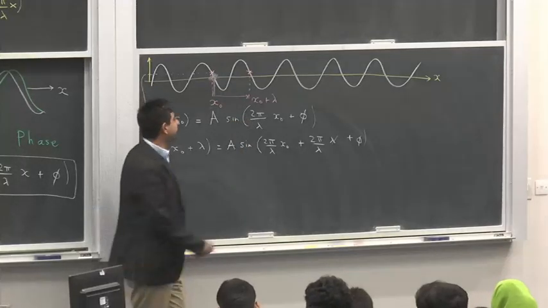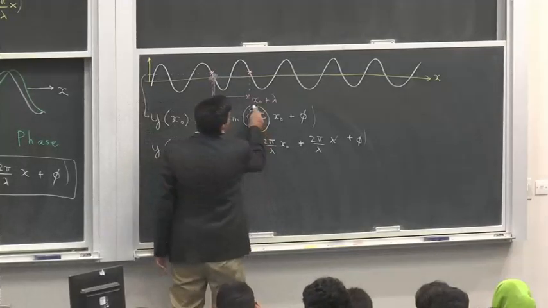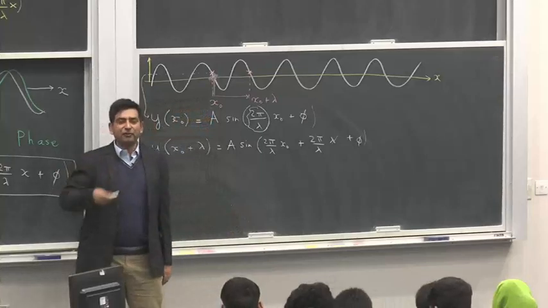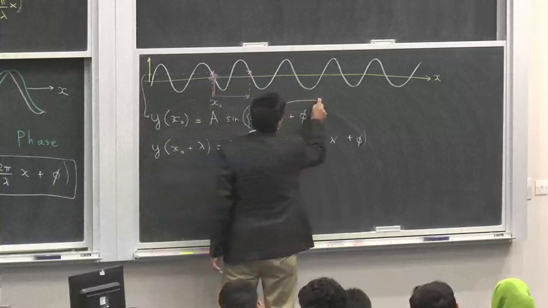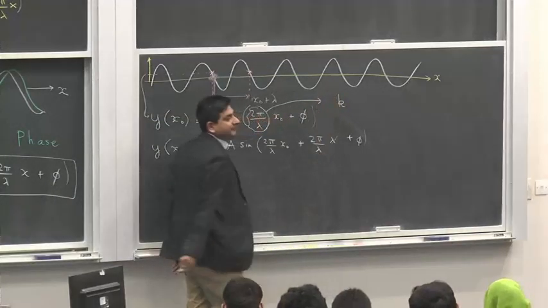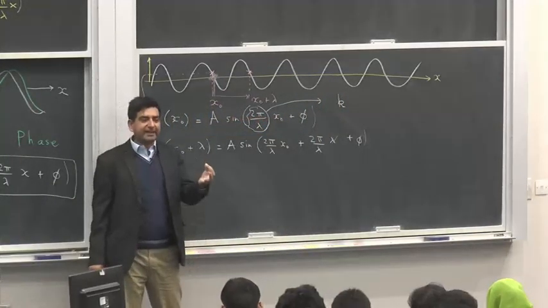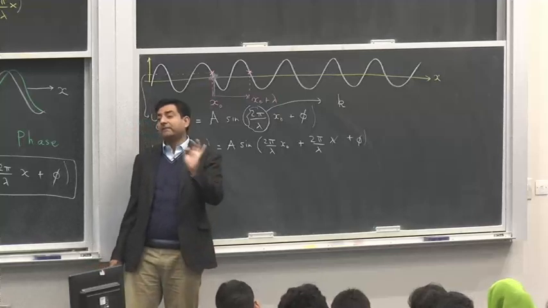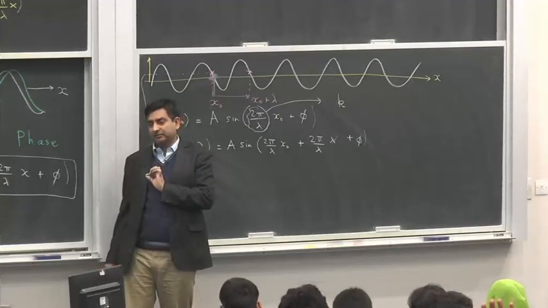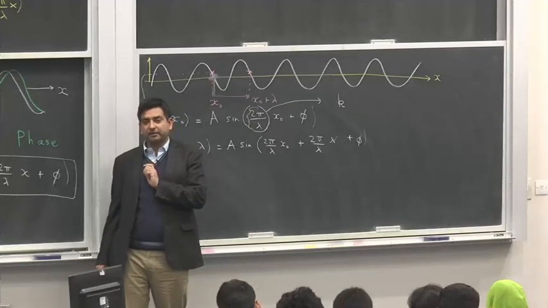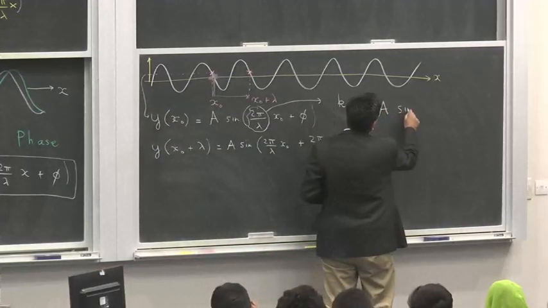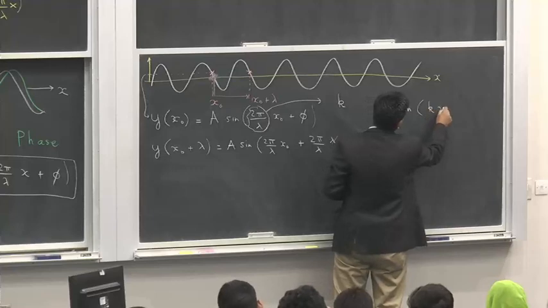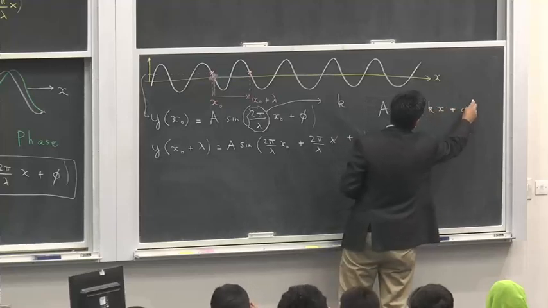Now generally, this factor here, you don't want to keep on writing 2 pi over lambda over and over again. You call it k. This k is called the wave vector. So your formula can also be written as A sine of kx plus phi.